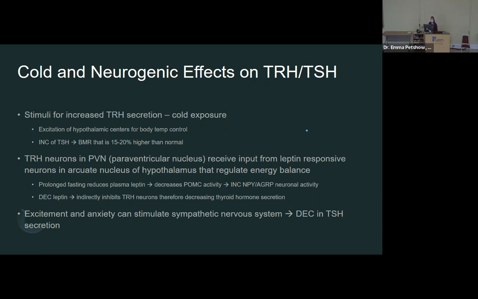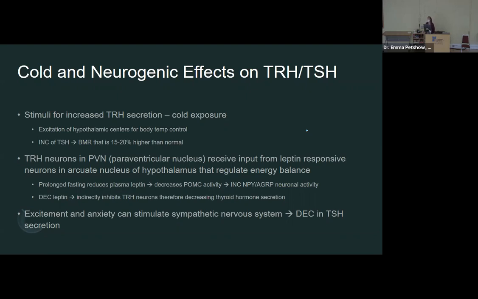TRH can also respond to leptin input in the paraventricular nucleus in the hypothalamus. That can help us regulate our energy balance, right? Are we hungry? Are we full? So prolonged fasting is going to decrease our plasma leptin levels. Decreased leptin then is going to inhibit TRH, therefore decreasing thyroid secretion. It's going to help our body not burn through our reserves super fast, right? Decreasing metabolic rates.